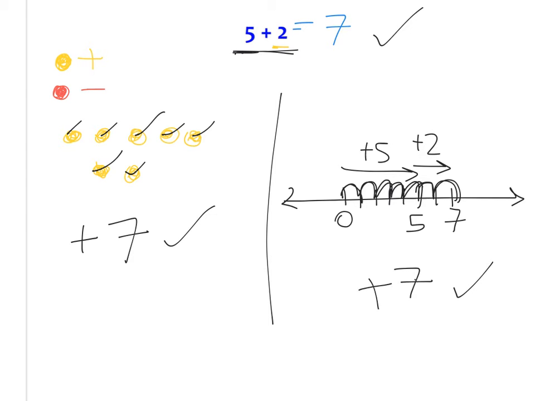So my answer here is going to be positive 7. Okay, let's do the next one. Now this example is a little bit different. Now I have negative 5 and positive 2.